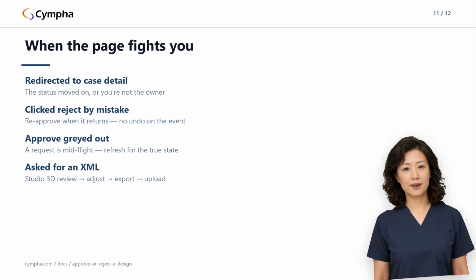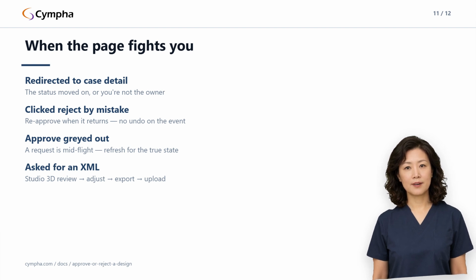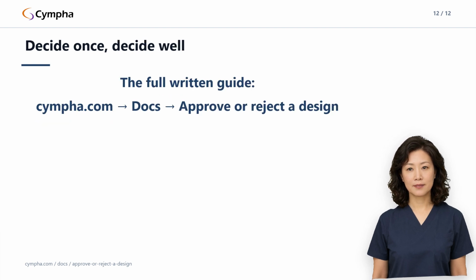The Approve button grayed out. Either an approval, rejection, or escalation request is mid-flight. Look for the spinner, or a network hiccup interrupted a previous click. Refresh, and the status shows the true state. And the AlignerBot case is demanding an XML you don't know how to produce? Open the case in Cympha Studio, switch to the 3D Review, adjust the staging, export the tooth position file, upload it on the case detail page, then come back and try Request Changes again.